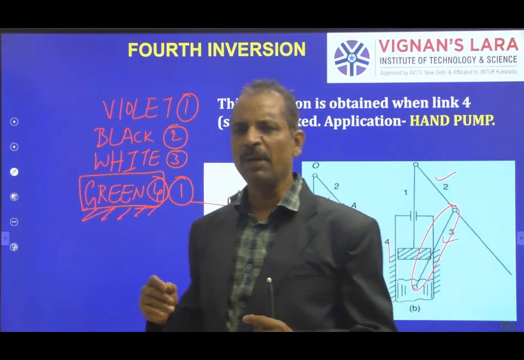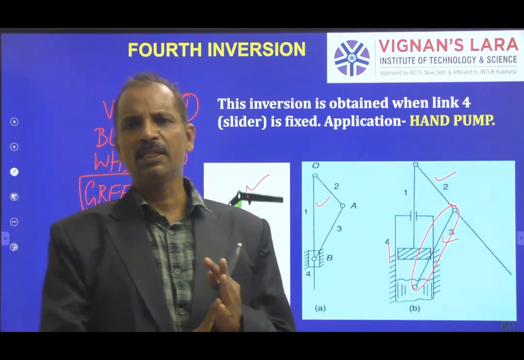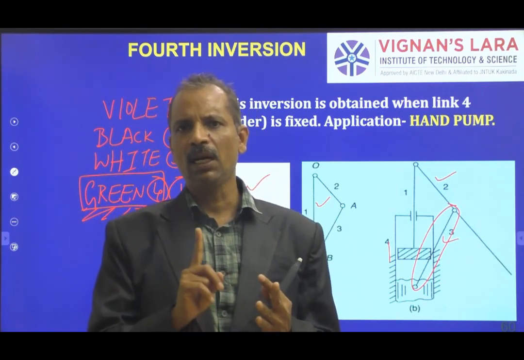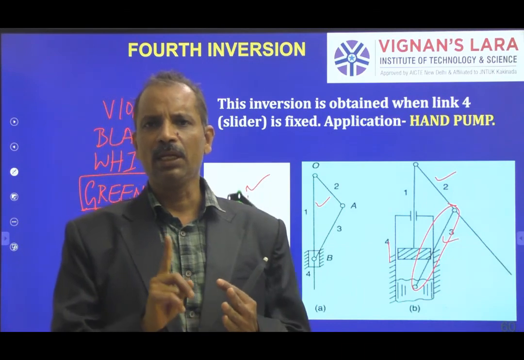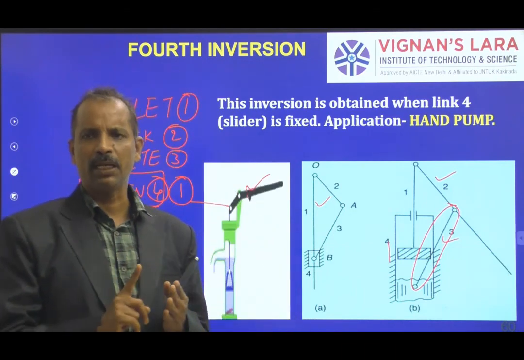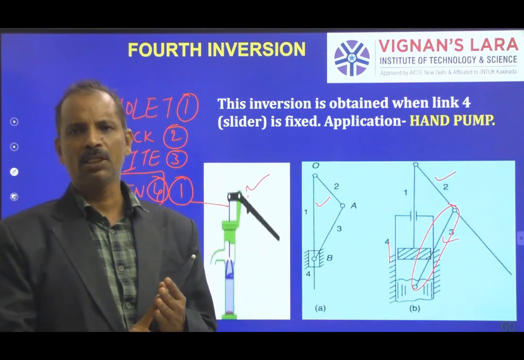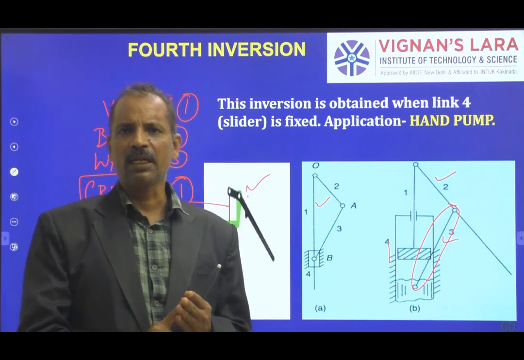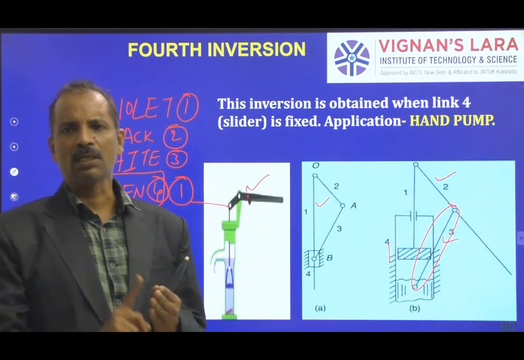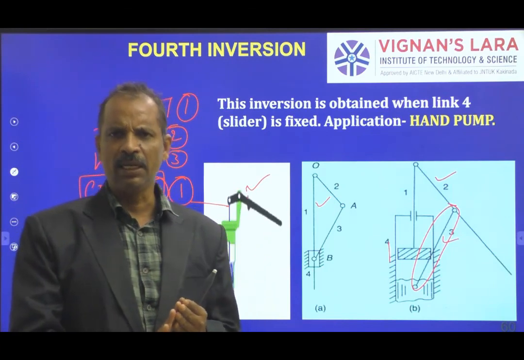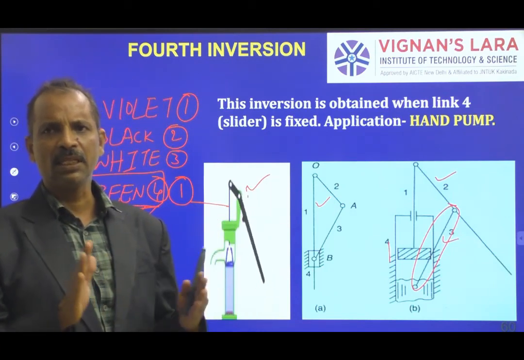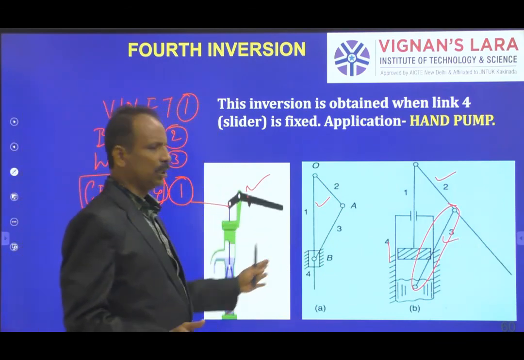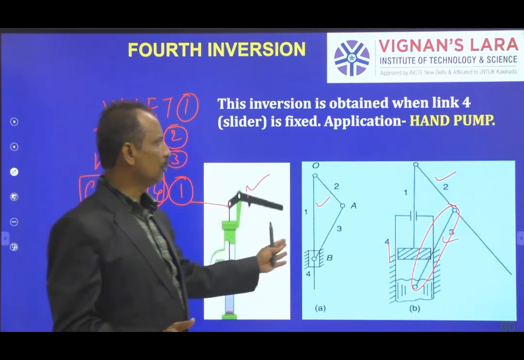So let me summarize in 2 minutes. The first one is by fixing link 1: we get 2 applications, the IC engine and the compressor. Then by fixing link 2, we get 2 inversions named the Whitworth quick return motion mechanism and the rotary engine. Third, by fixing link 3, we get the crank and slotted lever mechanism and the oscillatory cylinder. And finally the fourth, by fixing the slider, we get a hand pump which is available here. Okay. So with this, we'll conclude today's lecture.